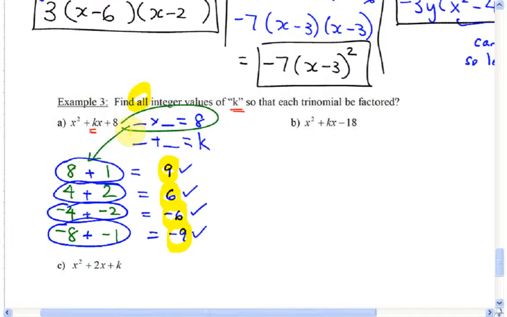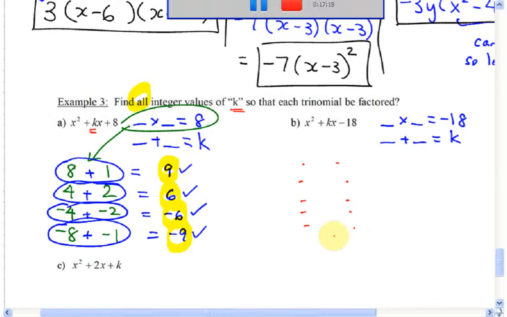Okay? Same idea. For the next one, tell me, 2 numbers have to multiply to what number in this case? Not just 18, careful. Take the negative in front as well, negative 18. And those same 2 numbers have to then add to k. So your job is to find all the different pairs of numbers that multiply to negative 18 and then add them together to find the values of k.